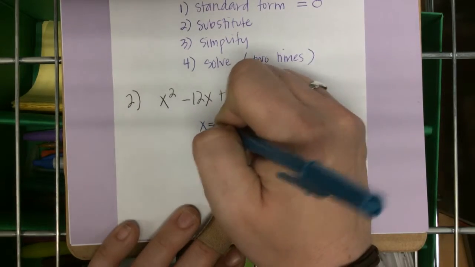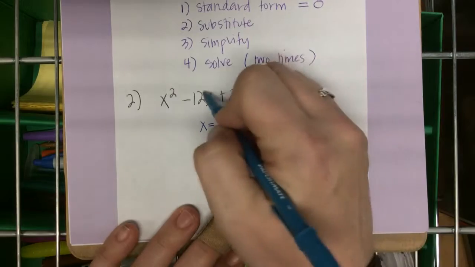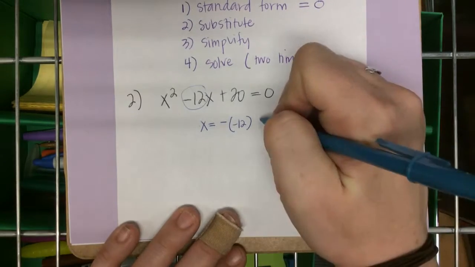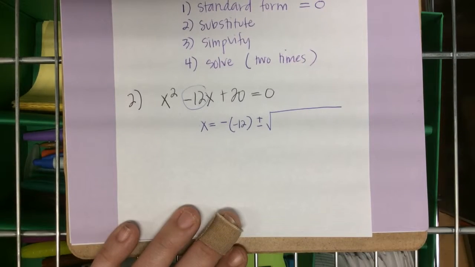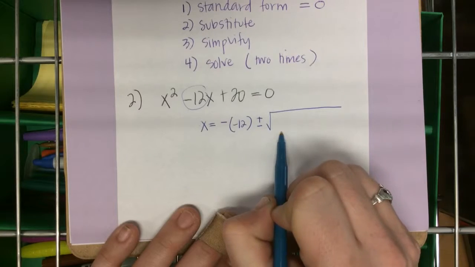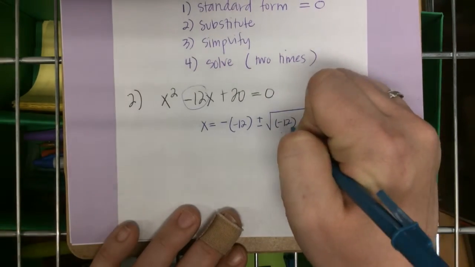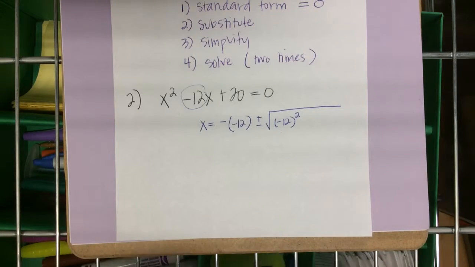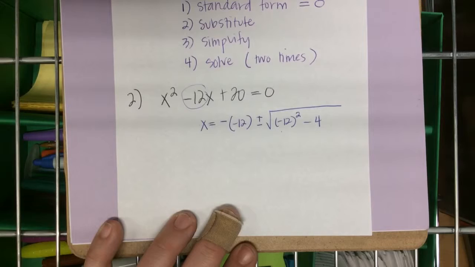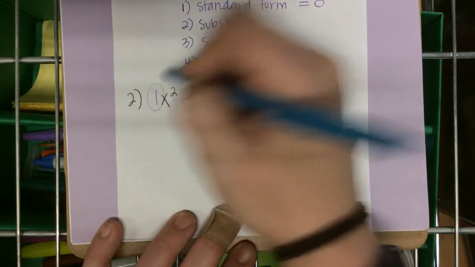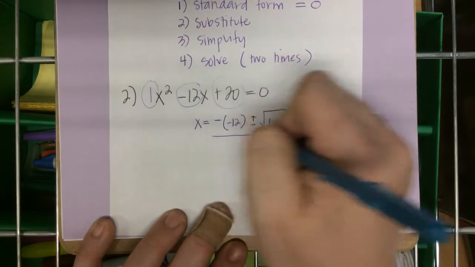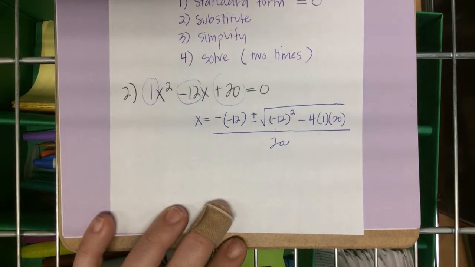Okay, here we go. X equals negative B plus or minus square root B squared. What's my B value? Ladies and gentlemen, I cannot tell you for the 1,000,000th time, when you substitute a number, it belongs inside parentheses. If you put negative 12 squared without parentheses, your answer is wrong. Minus 4a. What's my a value? What's my c value? All over 2a.